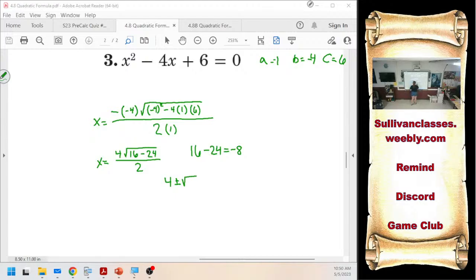That's it. Okay, so step 1: set the junk equal to 0, tell me what A, B, C are. Step 2, write the formula with a bunch of parentheses. Step 3, plug. Step 4, chug. We did it here. You good?